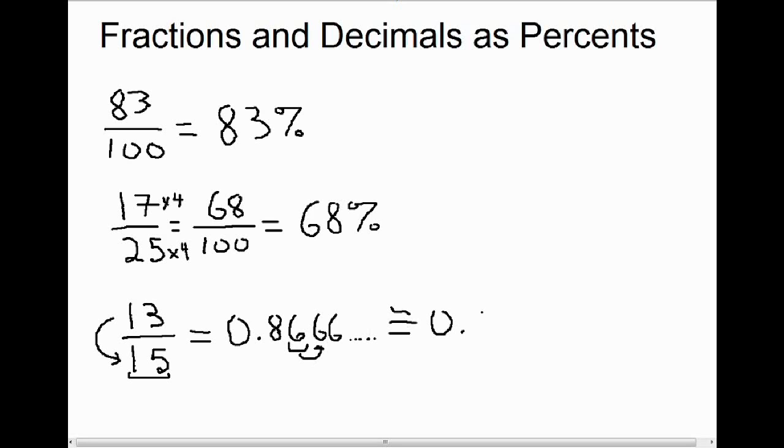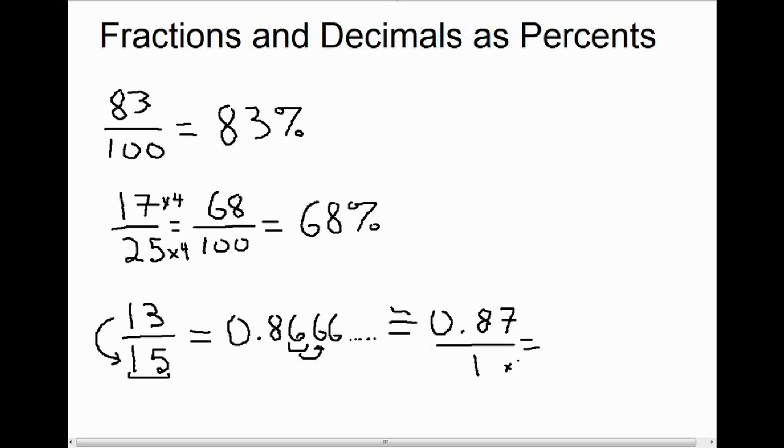So 13 out of 15 is about 0.87 when we round it to the nearest hundredth. So here we have our fraction written as a decimal. Now, what we want though is to write that as a percent. If you recall from our fractions unit, anytime we have a number and we want to write it as a fraction, we always put the number over 1. And now, because we want it to be a percent, we want the denominator to be 100.